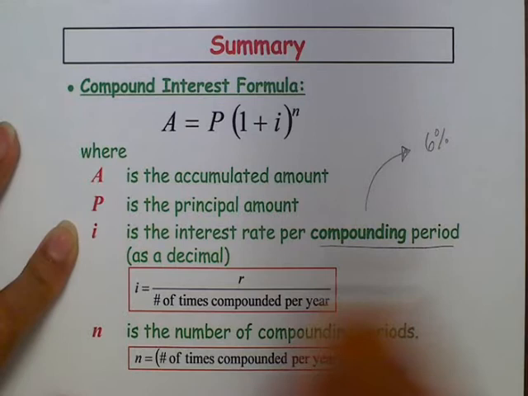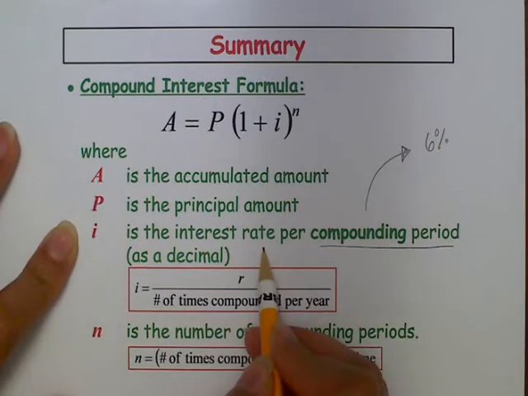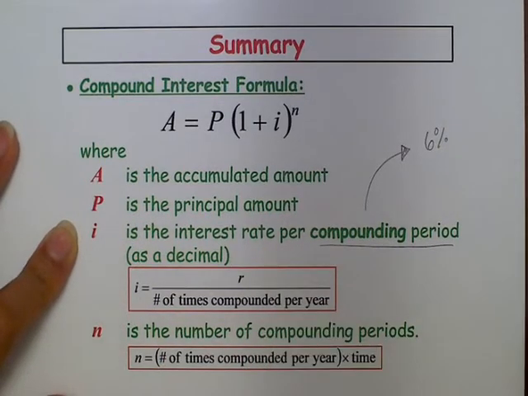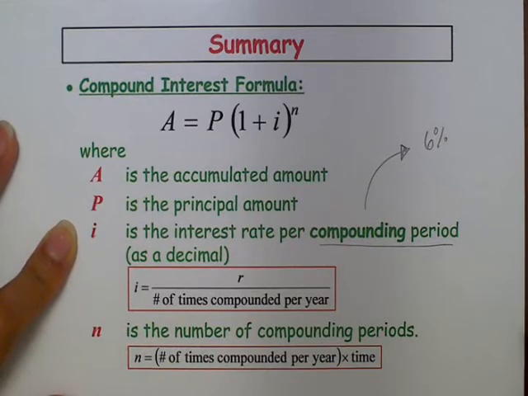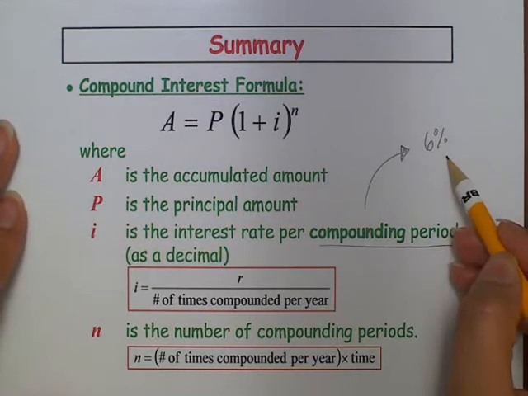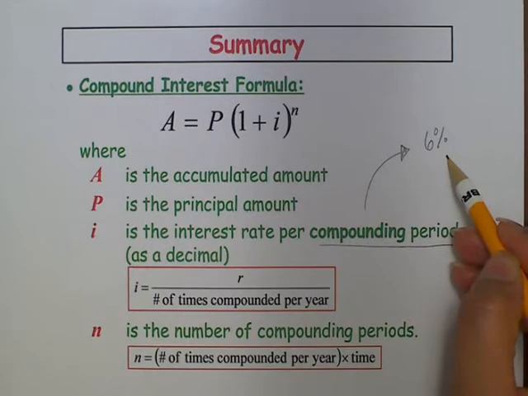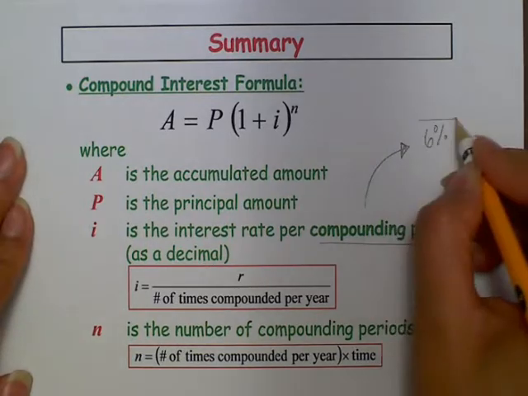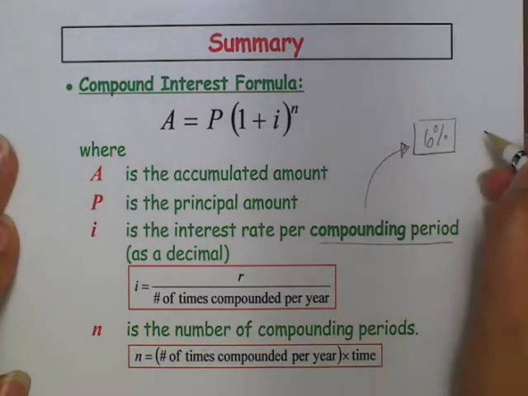Now, the interest rate per compounding period actually changes. So if you're earning 6% interest compounded quarterly, 4 times a year, that doesn't mean that you're earning 6% after the first few months, then 6% after the next few months, and then 6% after the next few months, and then 6% after the final few months. That's not what that means, because what that actually indicates is that you're earning 24% in interest.